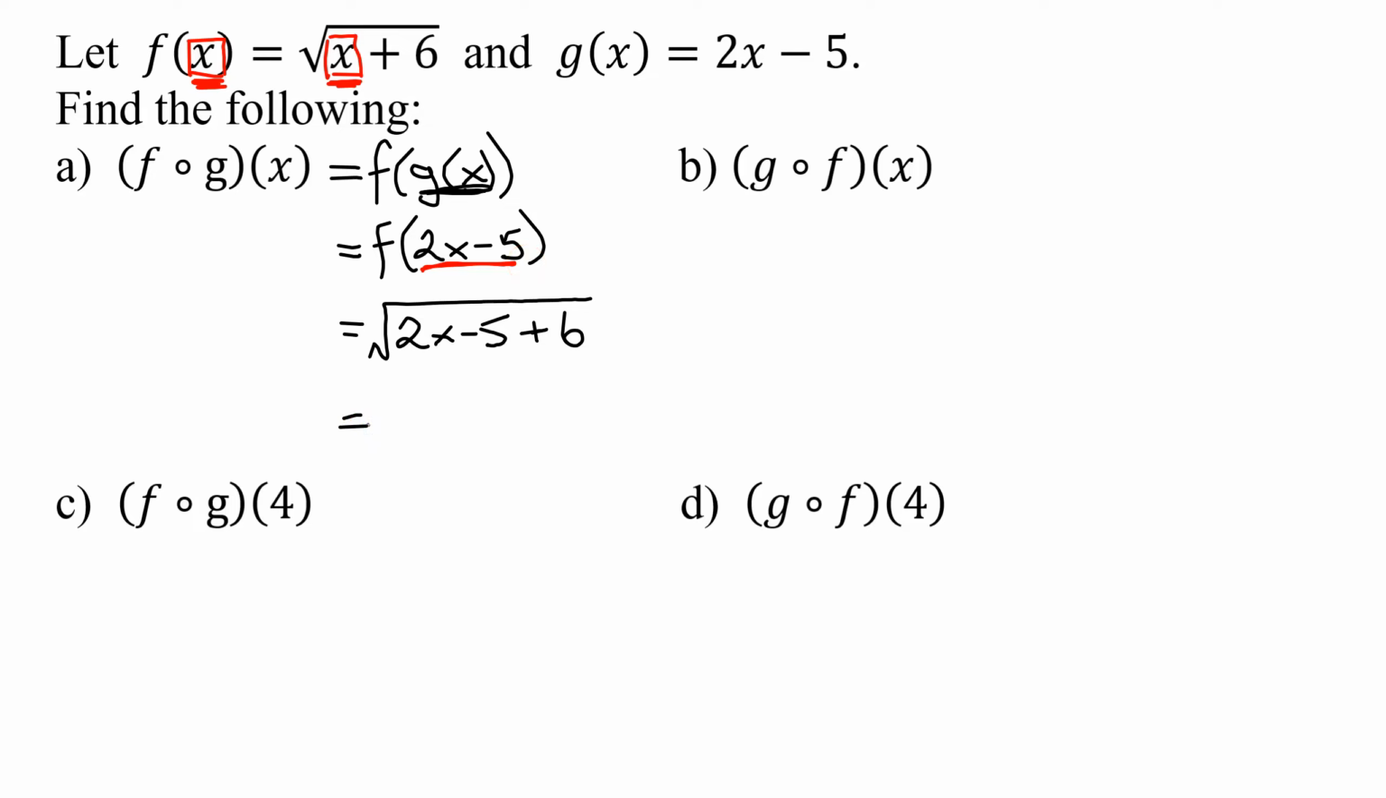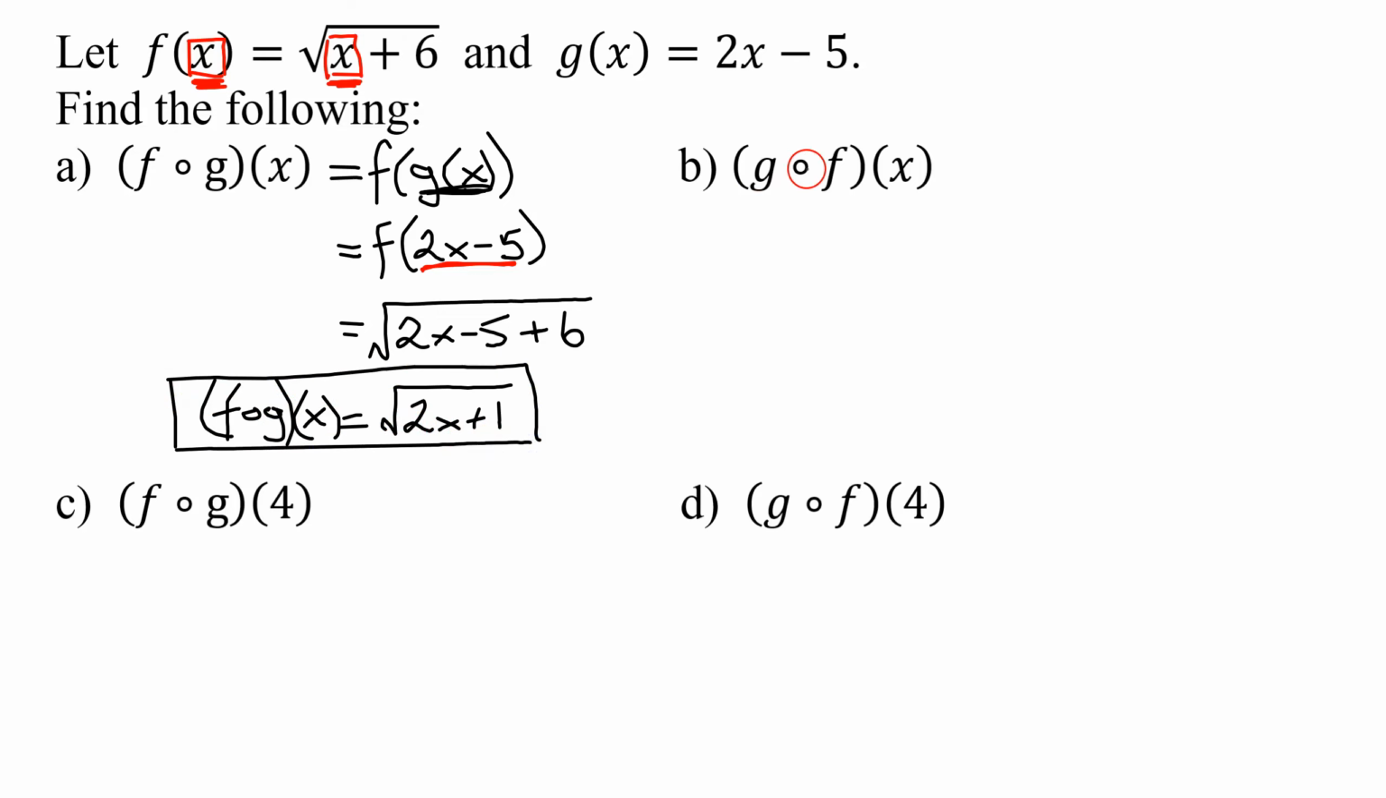And so now the only thing left to do is simplify inside the square root. So negative 5 plus 6 is positive 1, so I'm going to get the square root of 2x plus 1. Can I simplify anything else in this expression? No, this does not simplify. So f composed with g of x is equal to the square root of 2x plus 1.